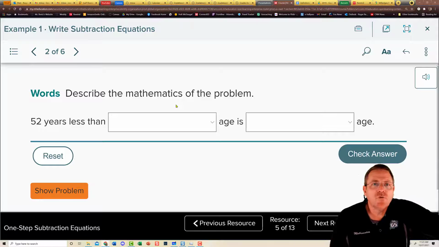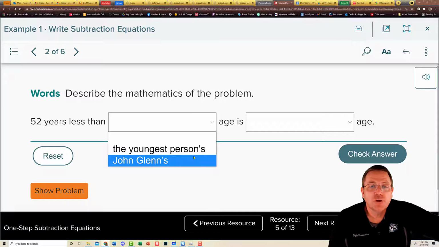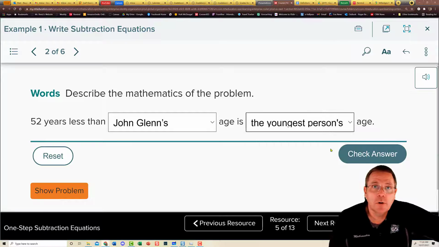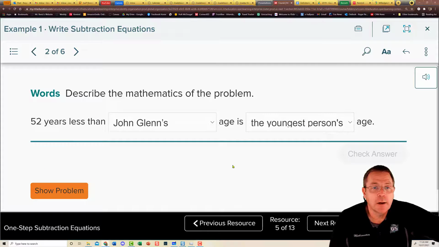So first we need to describe the mathematics of the problem, and we're going to be using words to do this. 52 years less than John Glenn was the oldest person, so less than John Glenn's age is going to be your youngest person's age. Because your youngest person is going to be less than John Glenn. Check your answer. That one checks.